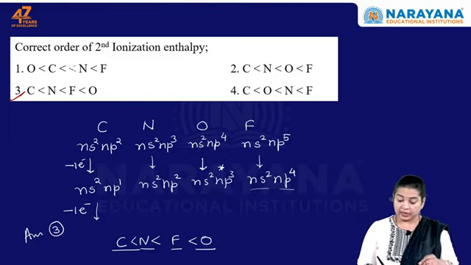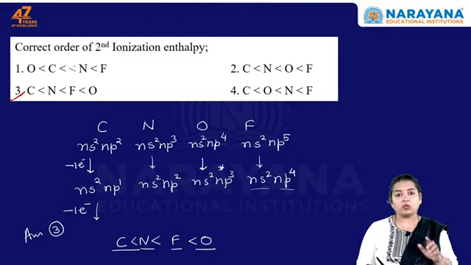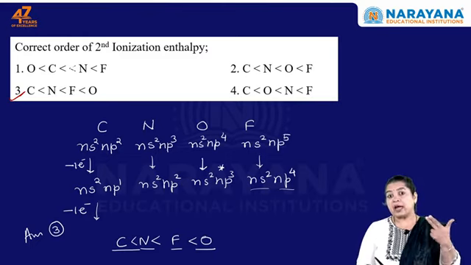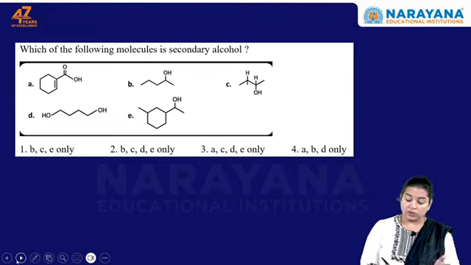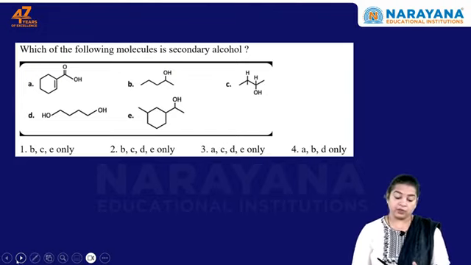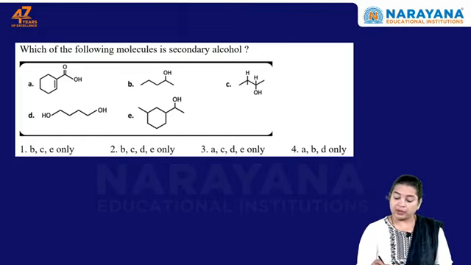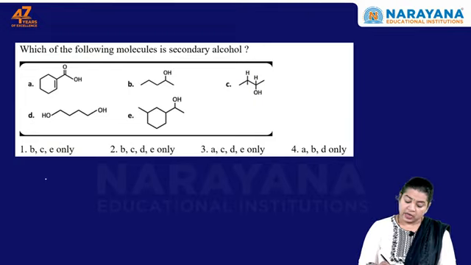Okay, I'll grade it as a good question, and we need to take care of all the possible configurations and then the effect of releasing the electron. The next question we got here from our students is from organic. Which of the following molecules is a secondary alcohol?